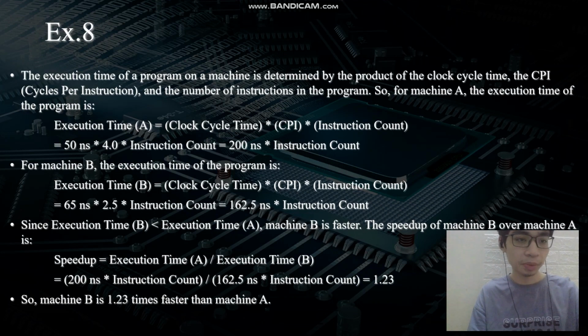Then I divide the CPU time of machine A by the CPU time of machine B to get the relative performance. CPU time of machine A divided by CPU time of machine B equals 16 over 13. Since the ratio of the CPU times is greater than 1, machine B is faster than machine A, and machine B is 1.23 times faster than machine A.